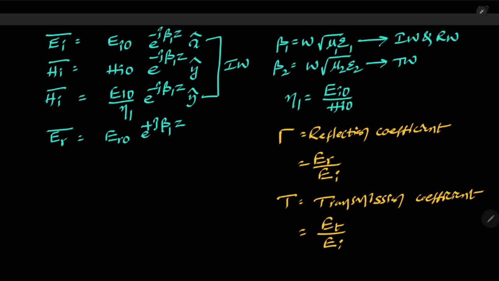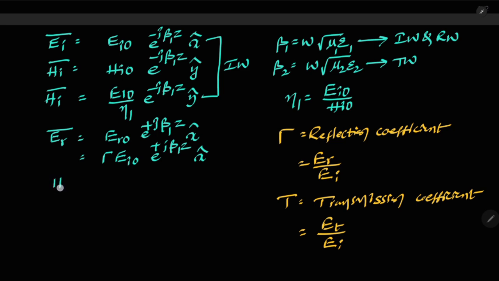Then what is the orientation of the electric field of the reflected wave? X cap only. Now, instead of taking Er naught, from this particular gamma expression you can take Er is equal to gamma into Ei. So gamma into Ei naught and e power plus j beta 1 into z into x cap. In this way I am writing the expression for the Er bar.